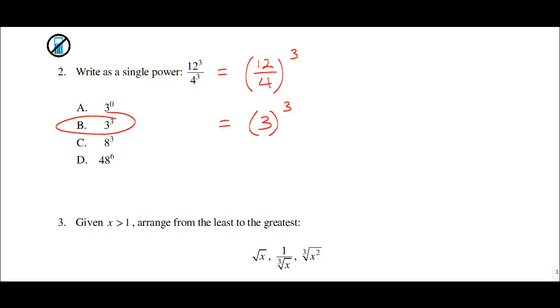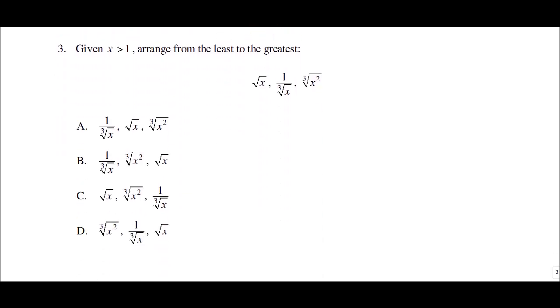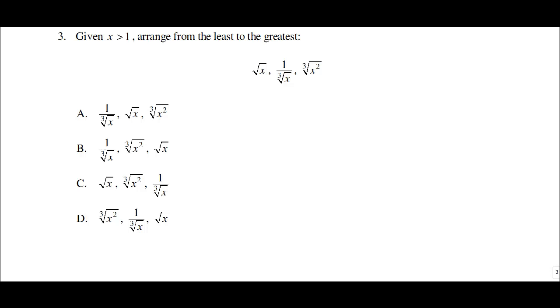Let's mosey on down. We're banging through these. Number 3. It says, given x is greater than 1, arrange these radicals from least to greatest. The easiest way to compare these things, because that's essentially what they're asking you to do, is to write them in terms of a power. So my suggestion would be to do just that.